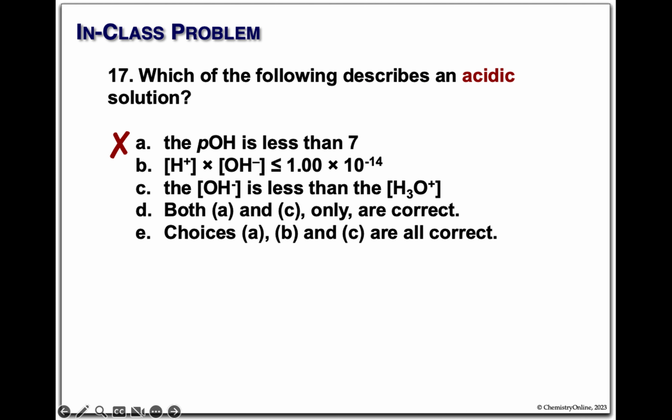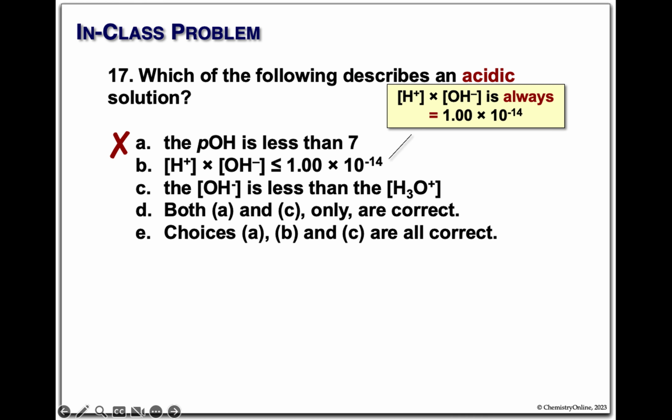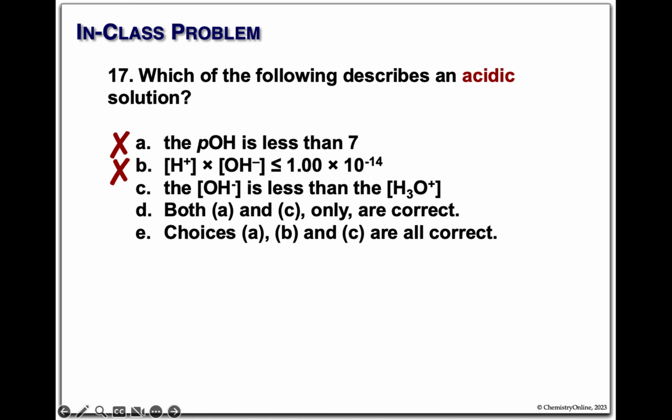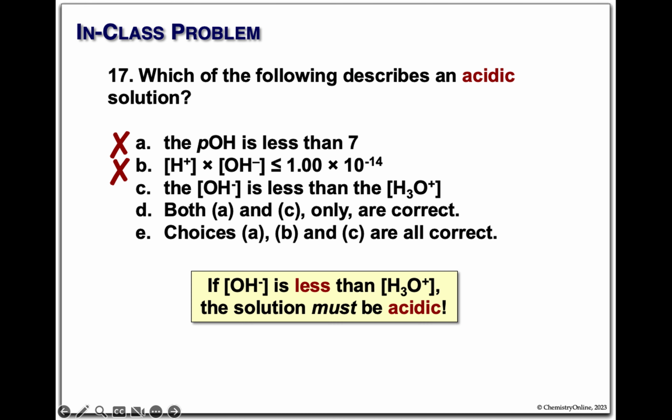Hydronium times hydroxide is less than or equal to 10 to the minus 14. Well, that's nonsense. It is always equal to 10 to the minus 14. That's wrong. If hydroxide is less than hydronium, now think about this. If we have lots and lots of hydronium, does that make this solution acidic or basic? It makes it acidic. Hydronium is our acid. If we have more hydronium than hydroxide, by George, it is acidic.